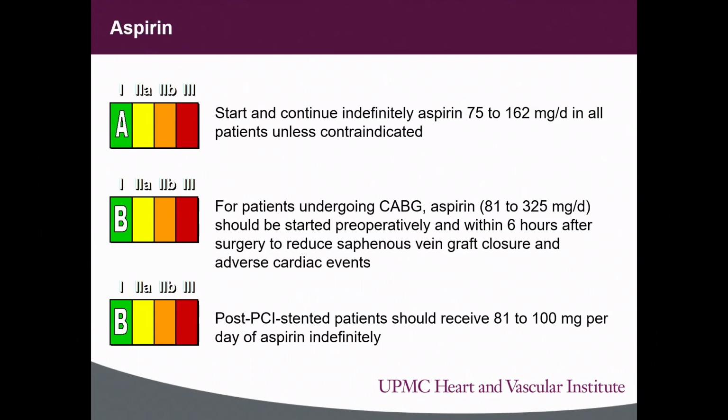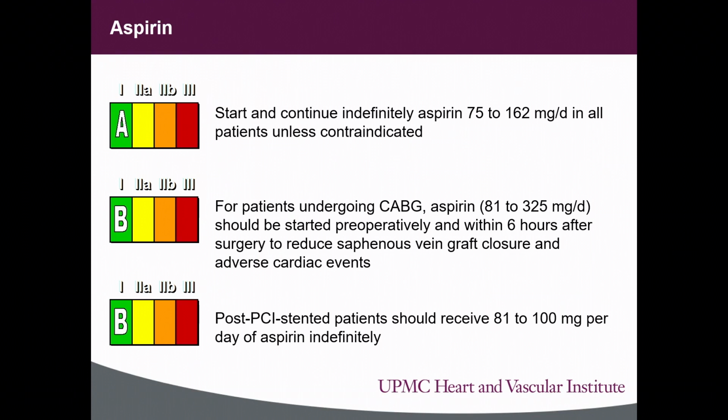So let's look at aspirin. It's a class 1 indication, level of evidence A, to start and continue aspirin indefinitely in all patients with coronary disease unless contraindicated. Keeping in mind some of the more recent literature where people are wondering, is aspirin still worthwhile, is in patients for primary prevention and also who meet certain criteria. So if a patient has had coronary artery disease that's significant and a heart attack in the past, they should be on aspirin lifelong. That's not something that's controversial at this point.